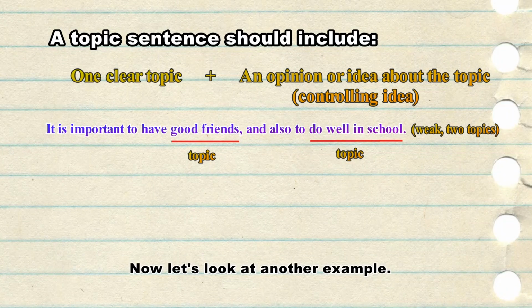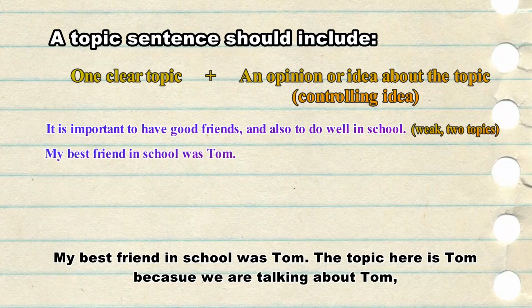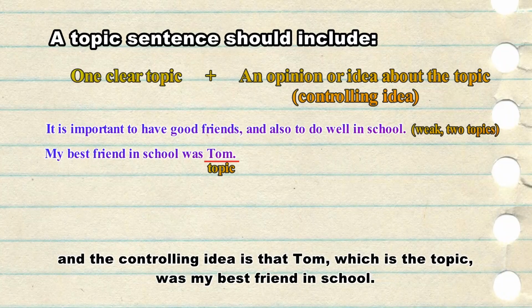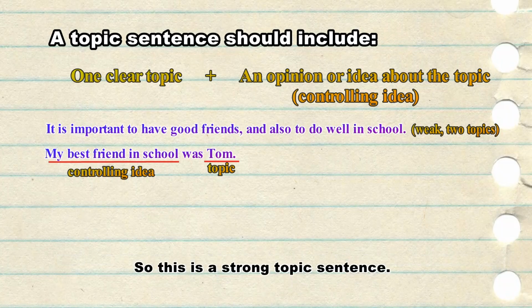Now let's look at another example. My best friend in school was Tom. Now, the topic here is Tom because we are talking about Tom. And the controlling idea is that Tom, which is the topic, was my best friend in school. So this is a strong topic sentence.